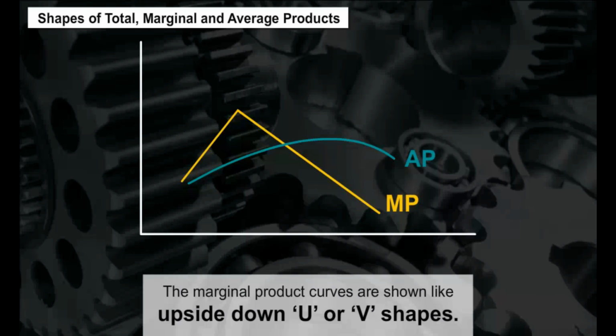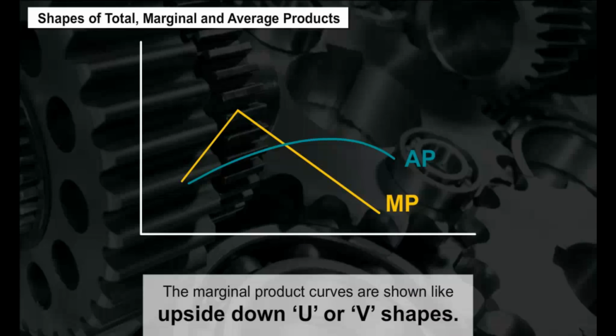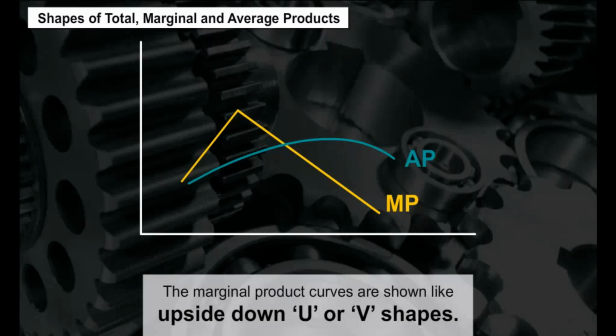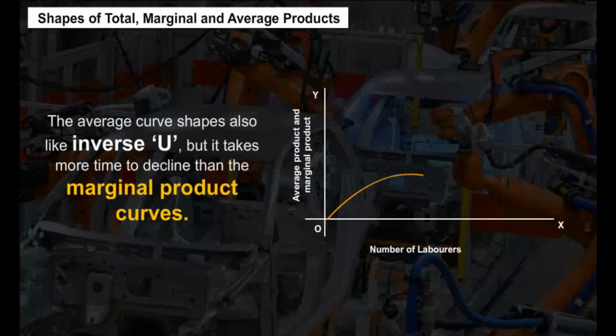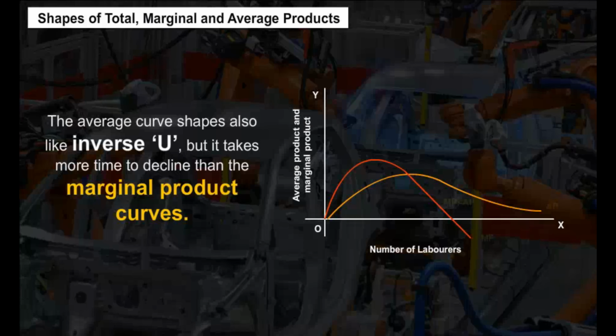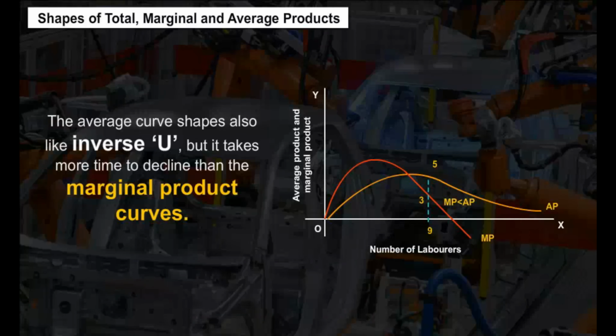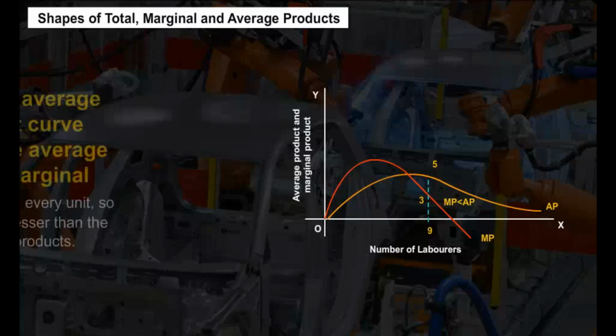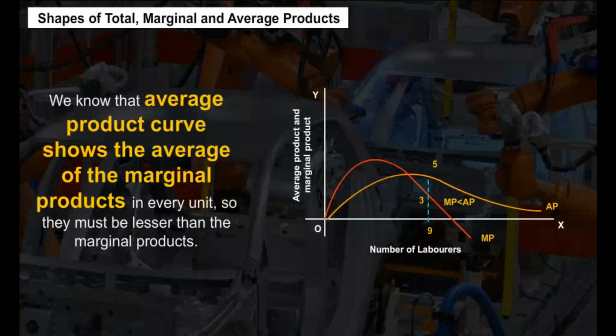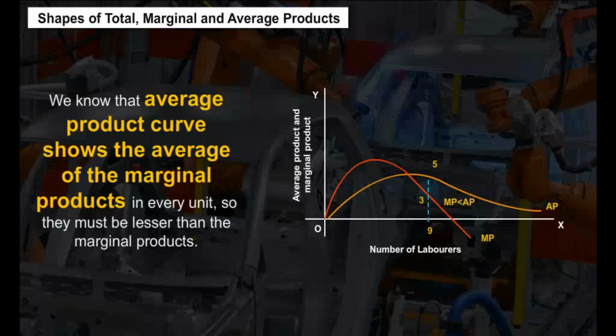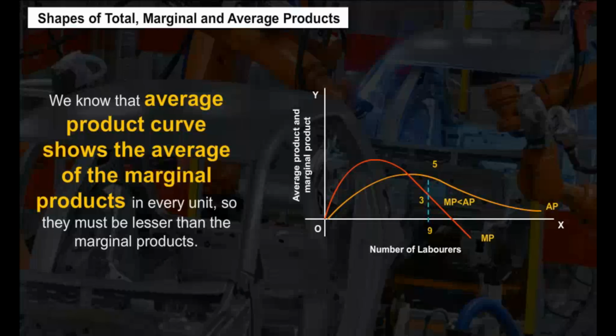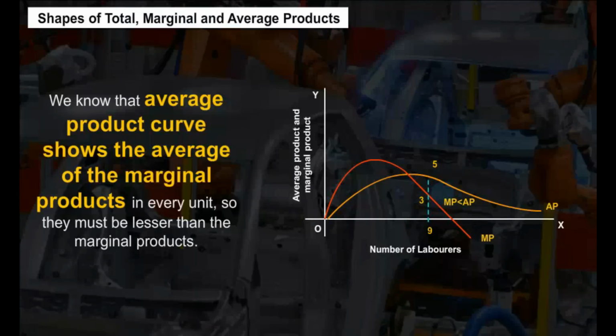The marginal product curves are shown like upside down U or V shapes. The average curve is also shaped like an inverse U, but it takes more time to decline than the marginal product curves. We know that the average product curve shows the average of the marginal products in every unit, so it must be lesser than the marginal products.